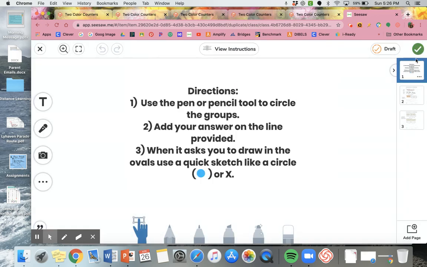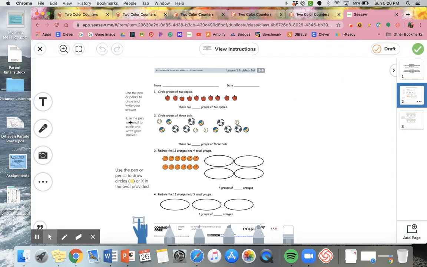Okay, so what that means is you need to use the pencil tool or the pen tool, any color except yellow. If you use yellow, I won't be able to see it, okay? Unless you're drawing something, okay? But please try to use a different color besides yellow. I'm going to choose my favorite color, pink, okay? So, oopsie, sorry, I didn't mean to do that.